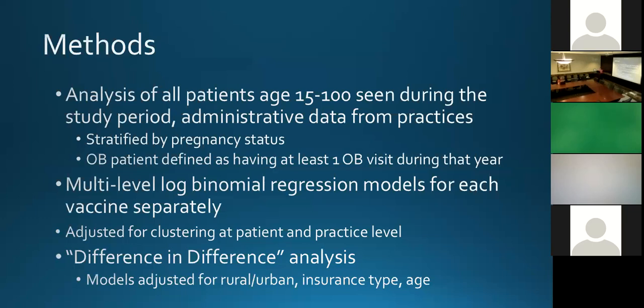And then really the key here is that the analysis that we did is the difference in difference analysis. So we know that over time, vaccine practices are likely to change and usually vaccination improves over time. But what we're really interested in is looking at improvements in control versus improvements in intervention clinics to see if there was more improvement in the interventions than in the control practices. And all of the models that I'm going to show you in the next few slides were adjusted for whether or not they were a rural or urban practice, the insurance type of the patient, and the patient's age.